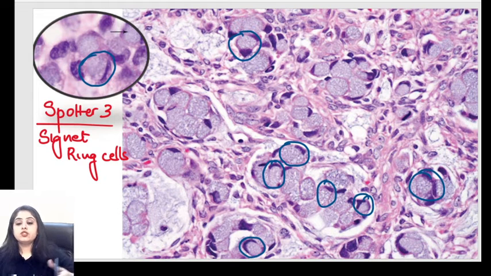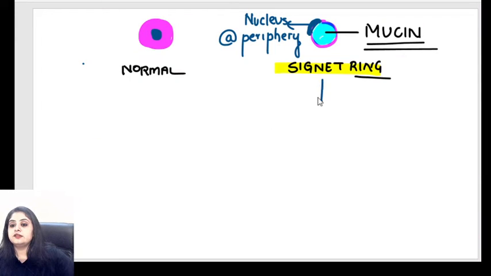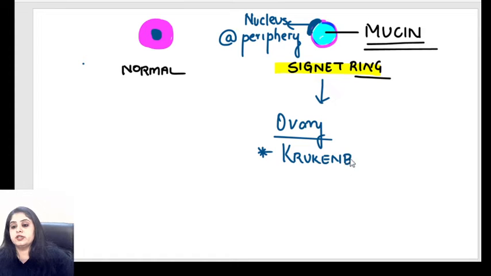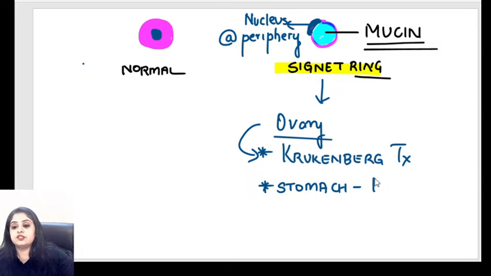Now you will say that, ma'am, from which organ was this taken? That will make a lot of difference. For example, if I say that this biopsy has come from the ovary, which tumor of the ovary has signet ring cells? Everyone knows it is the Krukenberg tumor, the metastatic tumor, right? Krukenberg tumor of the ovary has signet ring cells. If I say, okay, which is the tumor in the stomach? Which tumor in the stomach can have signet ring cells? There's something known as diffuse gastric cancer. Diffuse gastric cancer is very famous for having these signet ring cells.